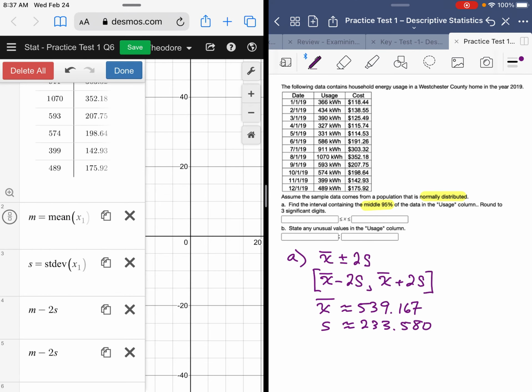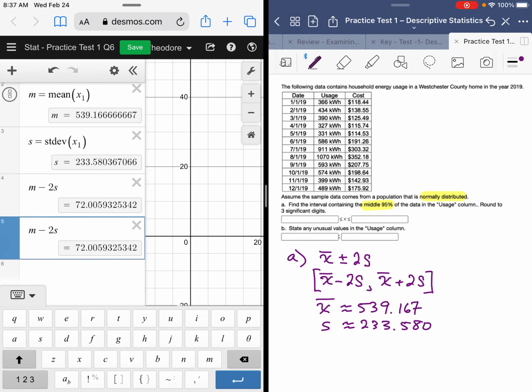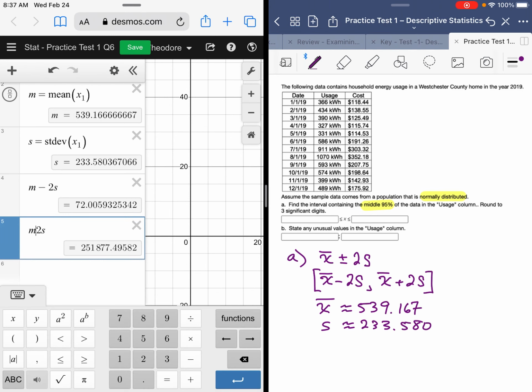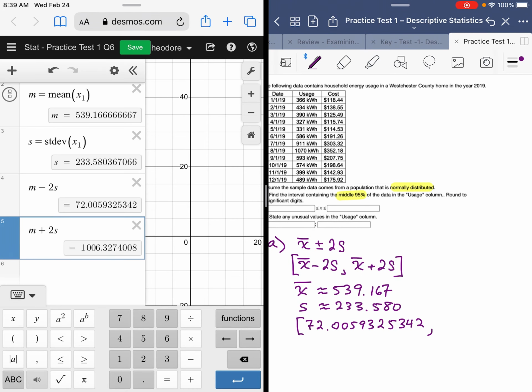Then I could do a quick duplicate and change my minus into a plus. What that gives me is the interval that I'm looking for. I'll write it here, but then we'll put it in a little box there. 72.0059, I'll put the whole decimal, 593.25342, comma, and then 1006.3274008.